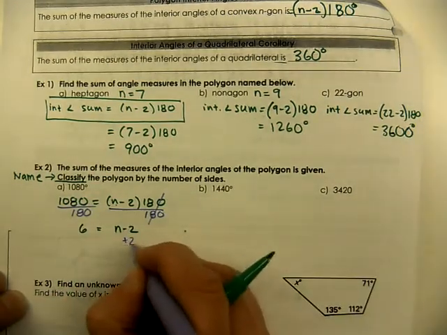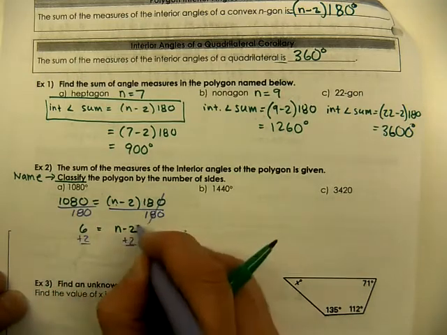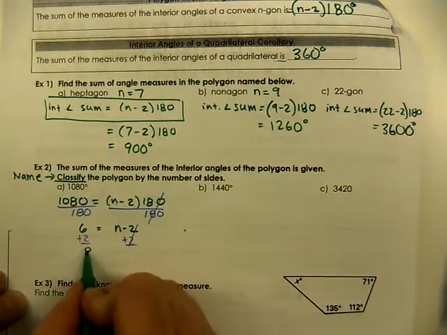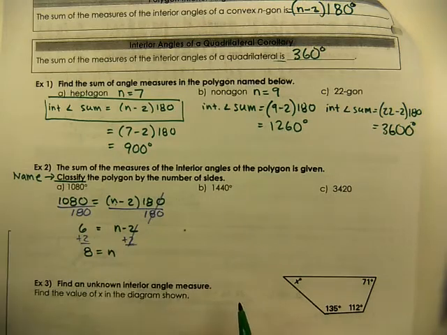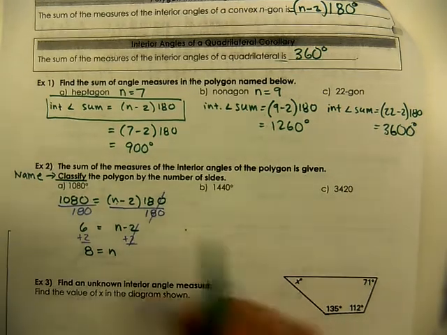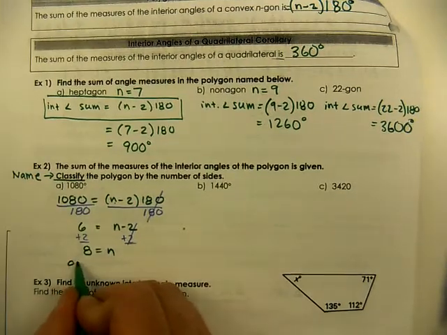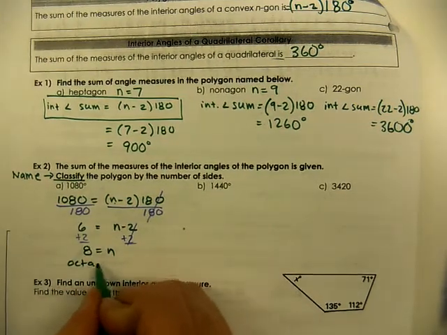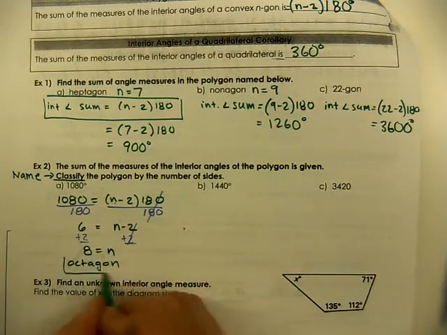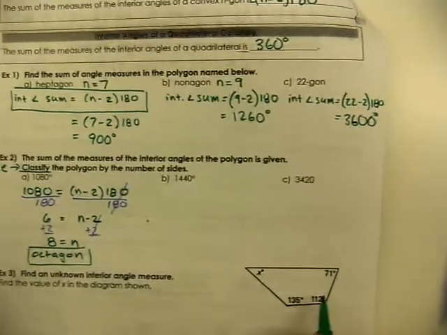And lastly, isolate your variable by adding 2 to both sides. So we have 8 sides in this polygon. But the question is, can you give it the name? That's the classification. Yes, it's an octagon. And there's your answer. All right, let's try another one.